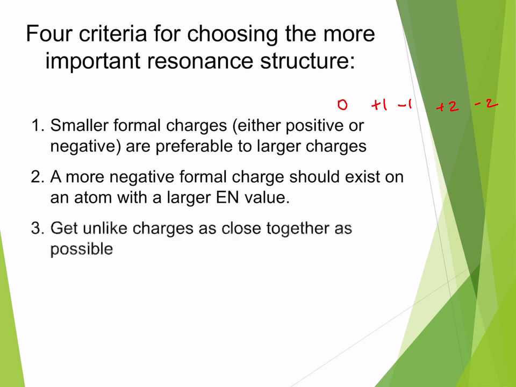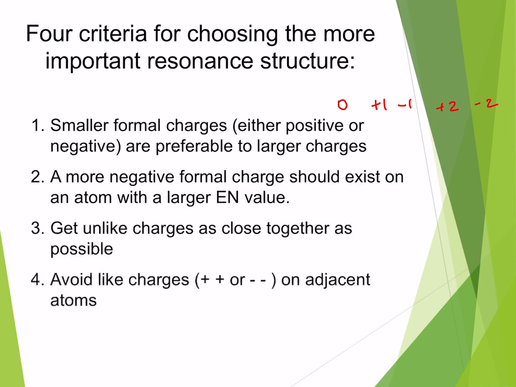And then if you're still trying to rule out which one's the best, you want to get unlike charges as close together as possible. So if you have a positive and a negative, you want to sit them right next to each other in the molecule. And similarly, if you have two positives or two negatives, you want to put them as far apart as you can in this molecule. Usually, though, these first two rules will solve 99% of your problems. The last two rules are just if you have really similar structures and you're having a hard time choosing between them. So we're going to go through some examples.